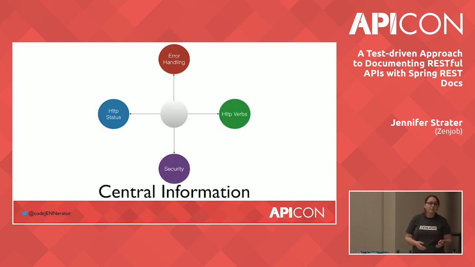Another thing that came up was repetition. There is some central information that you probably use across all of your different APIs and services. Things like your security protocol, the patterns for what HTTP verbs you use for certain actions, as well as maybe some status codes if you do something a little bit out of the ordinary.